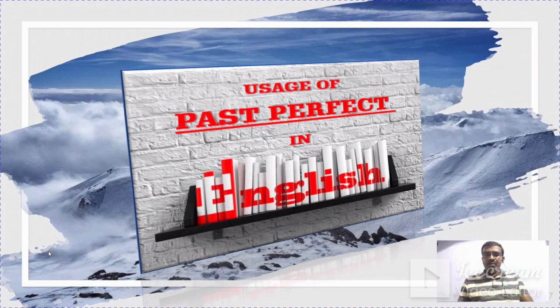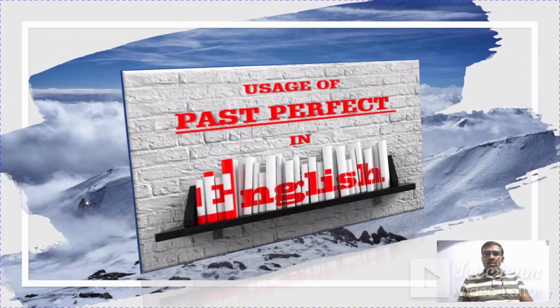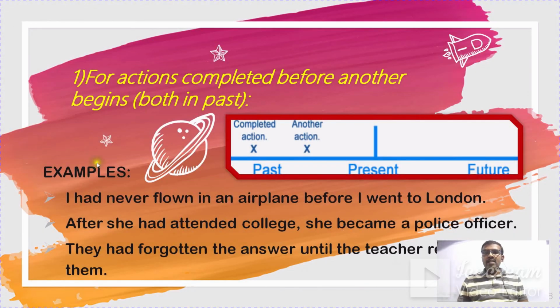The uses of past perfect tense. Okay, so first use: actions completed in the past before another action begins. Two actions, one action had got completed, another action began. Here, I had never flown in an airplane. This is a completed action before I went to London. Another action is being initiated. In order to represent such actions, both of them completed in the past, we are utilizing past perfect tense.